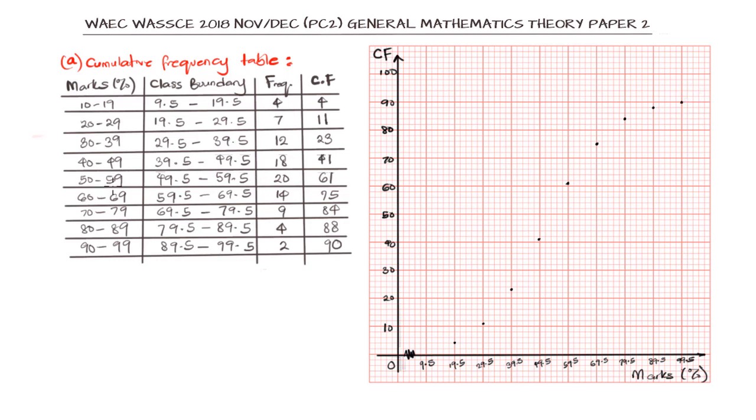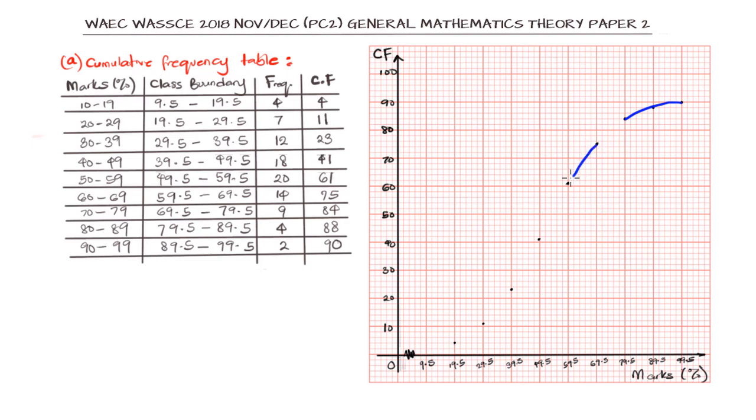Now, with our set of points that we have noted, all we need to do is to use our French curve to join all these points together. But we need to know that we are plotting the upper class boundary against the cumulative frequency. That's how we got the locus of points that were noted on the graph. So, if we are to join all the points together, let me use blue ink. Find the line of best fit and join all of them together.